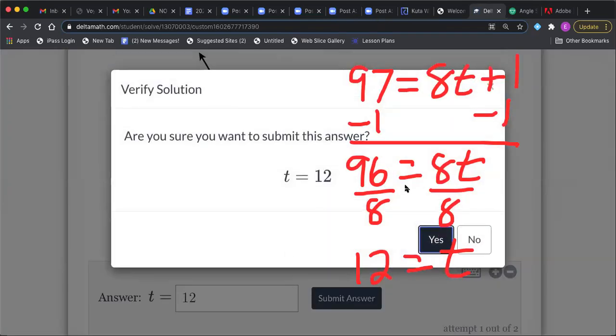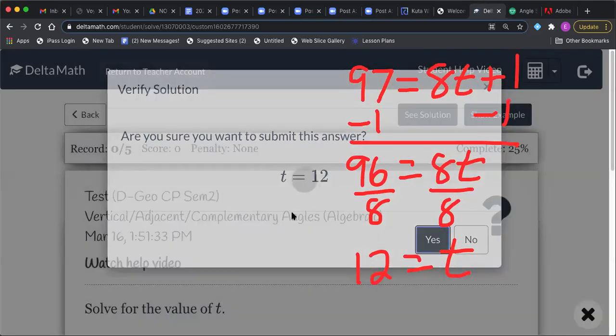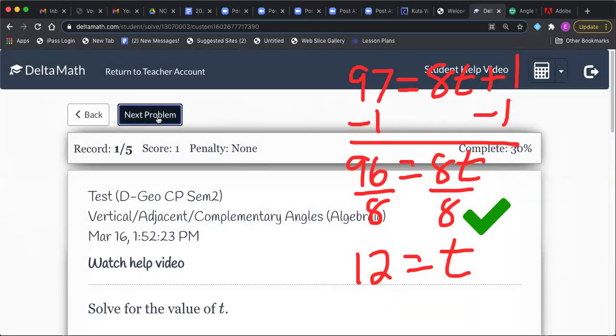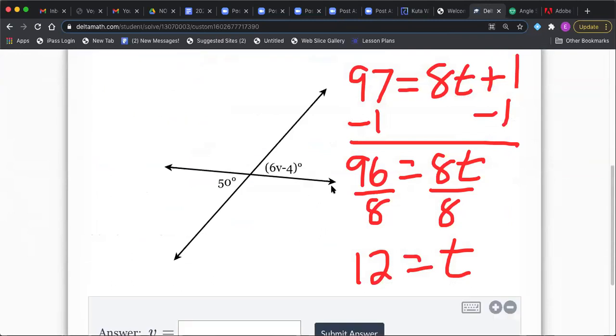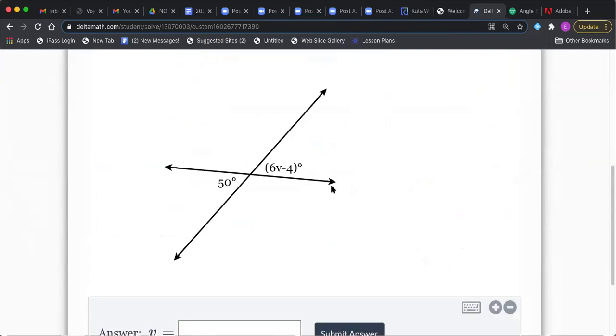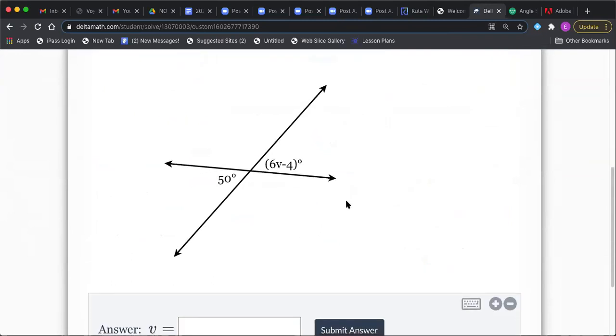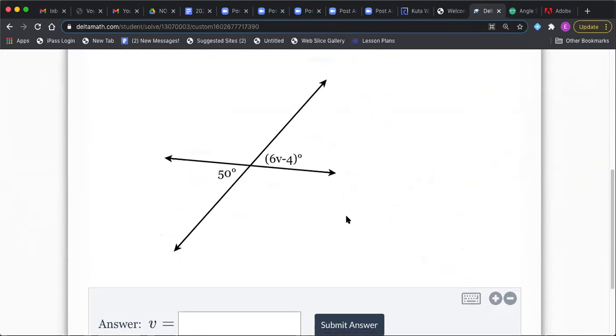Mrs. Saber, you mean to tell me that it's that easy to write these equations? I sure do. Check this one out. It's the same thing. They're vertical angles again. So I literally just set them equal to each other: 50 equals 6v minus 4. That's it. Now just solve.